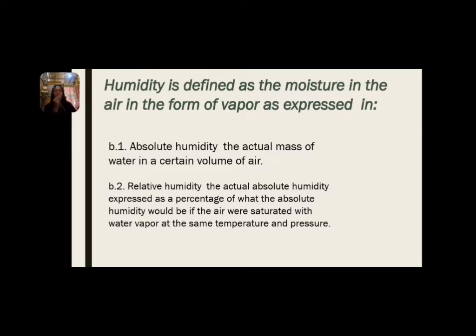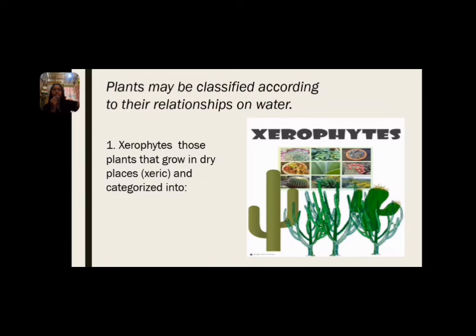In simple terms, the absolute humidity is the ratio of mass of water vapor to the mass of dry air. This is also referred to as the humidity ratio. The relative humidity, on the contrary, is the amount of water vapor that is present in the air relative to the amount it could hold at that given temperature. Plants may be classified according to their relationships on water.